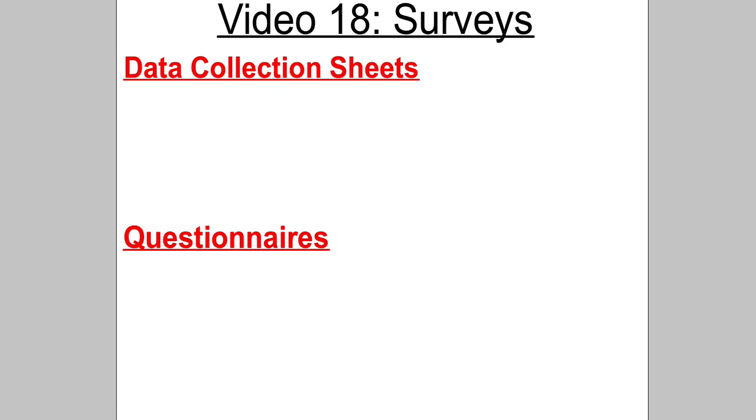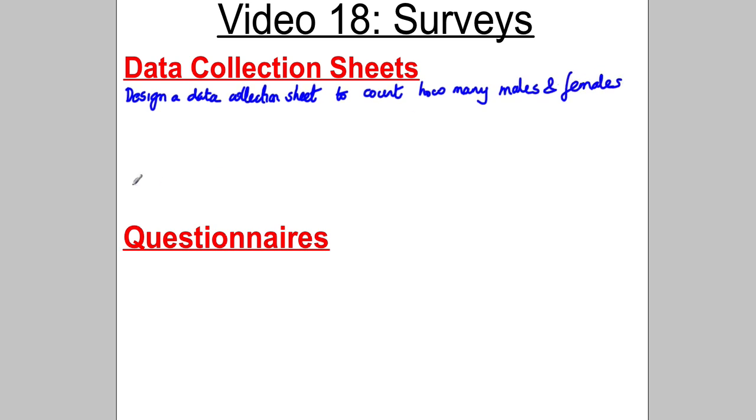Right, so to start with, there are two things you need to know about with regards to surveys. You need to know what a data collection sheet is, and you need to know what a questionnaire is. With a data collection sheet, they would say something like: design a data collection sheet to count how many males and females go into, I don't know, Tesco's one Saturday.